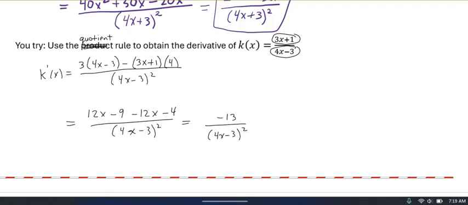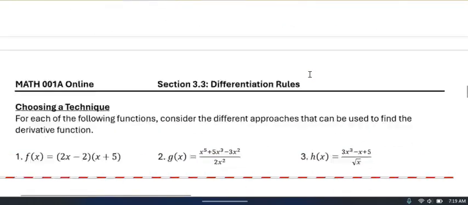All right, and here is my work. Hopefully you've had a chance to try that yourself. I have it simplified all the way down to negative 13 over (4x minus 3) squared. Okay, let's move along to the next page.